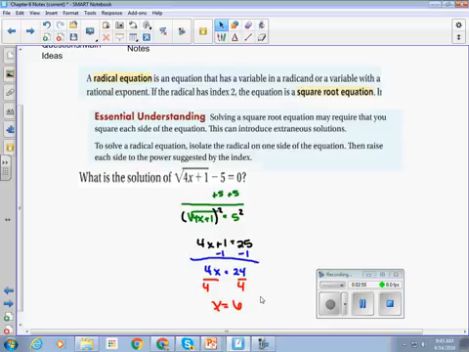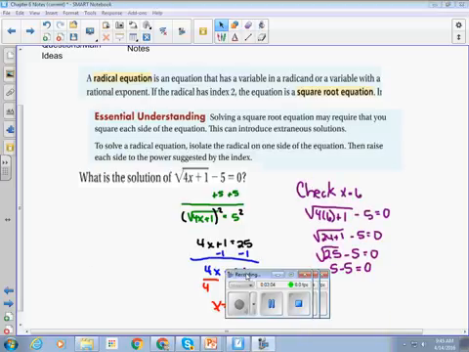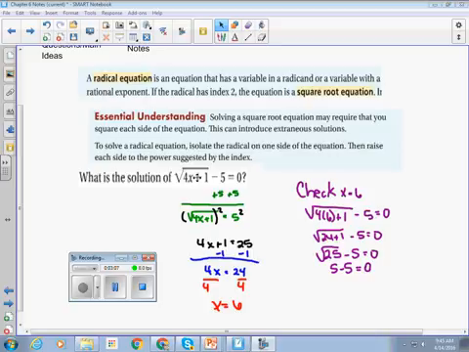When you square both sides or raise both sides to a power, make sure you check your solution. So we're going to take our original equation. Where there was an x, we're going to put in 6. So we got 4 times 6 is 24. Plus 1 is 25. Square root of 25 is 5. 5 minus 5 is 0. So it checks out. Got to make sure you're checking for those extraneous solutions.